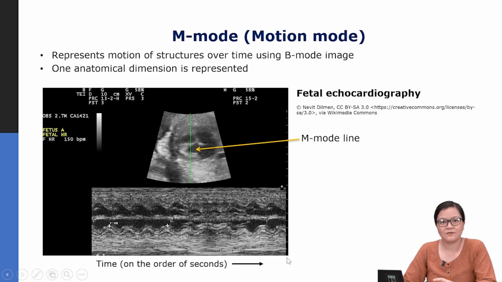And not to be confused with the arrival time of ultrasound pulses to the transducer. What this is actually showing is the time on the order of seconds. And this depends on the frame rate or the pulse repetition frequency of your ultrasound system.